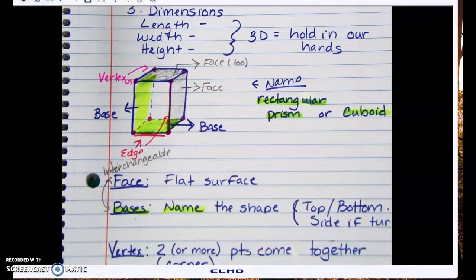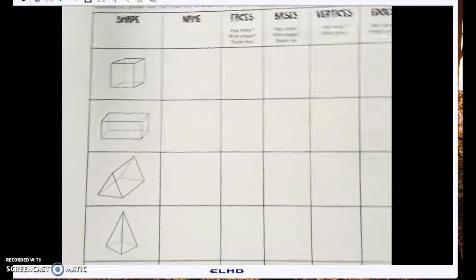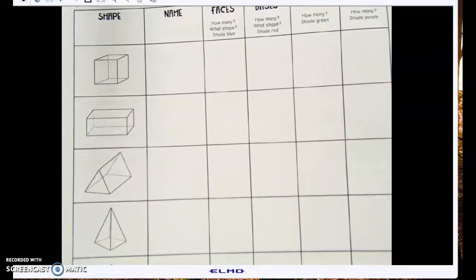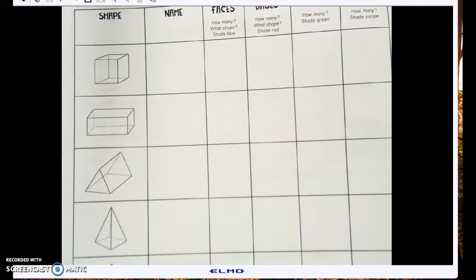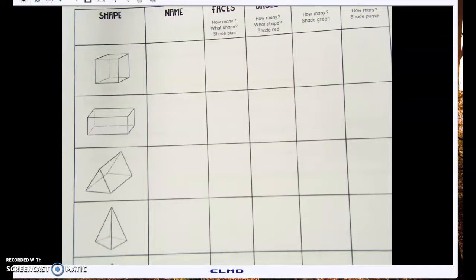Now, let's take a look at our packet. If you don't have your packet, I would definitely print this up. So we have this here. This is going to tell us how many shapes and how many different things we have and how to find our edges and our vertexes and so on and so forth.